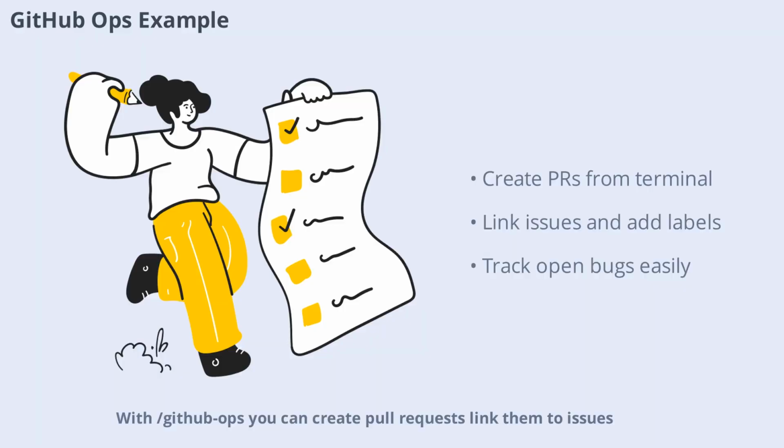With /GitHubOps, you can create pull requests, link them to issues, request reviews, and add labels, all without leaving your coding session. For example, you might create a PR for a new paginated product search endpoint, link it to an issue, and request a review from a senior developer. You can also list open bugs assigned to you, sorted by priority, making it easy to stay on top of your tasks.